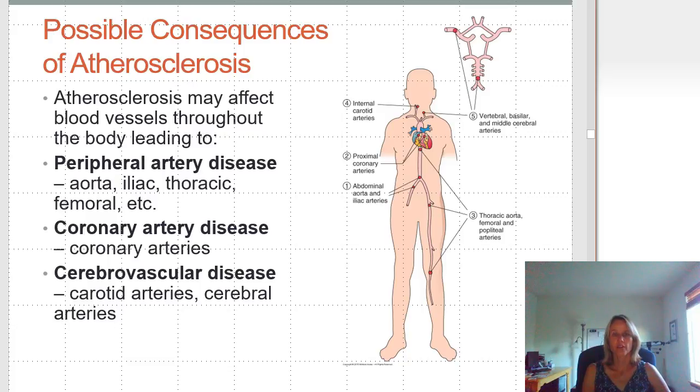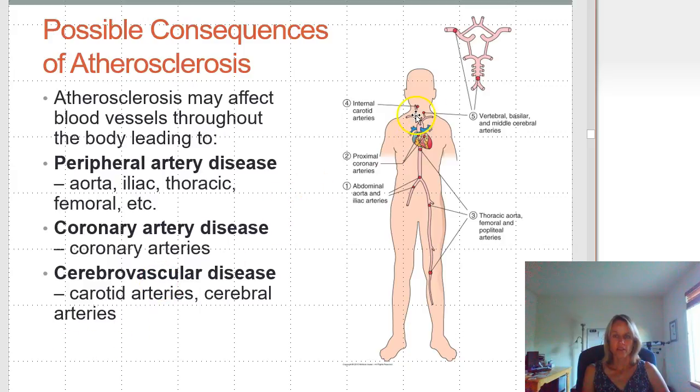Okay, so what are the consequences of atherosclerosis? Well, it depends on which blood vessels are affected. As I was talking about, in the coronary arteries this can lead to coronary artery disease. So of the arteries that supply the heart muscle with their nutritive blood flow, if atherosclerosis develops in them, that can lead to angina and/or myocardial infarction.